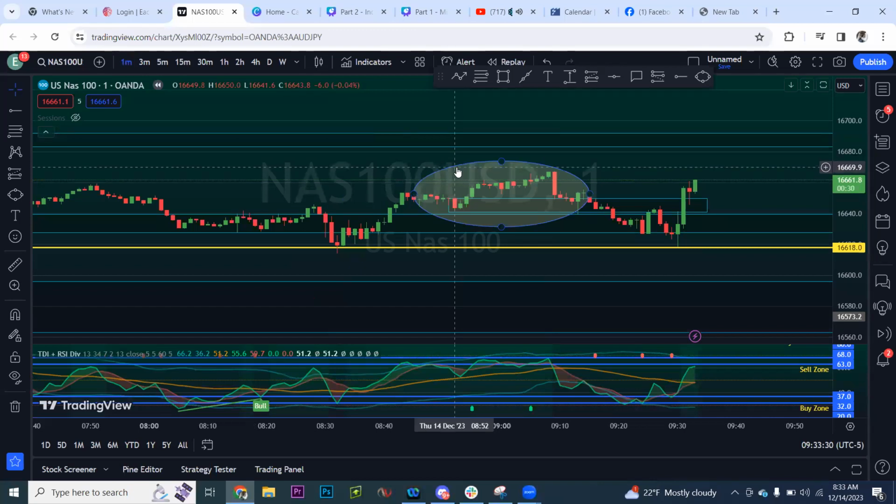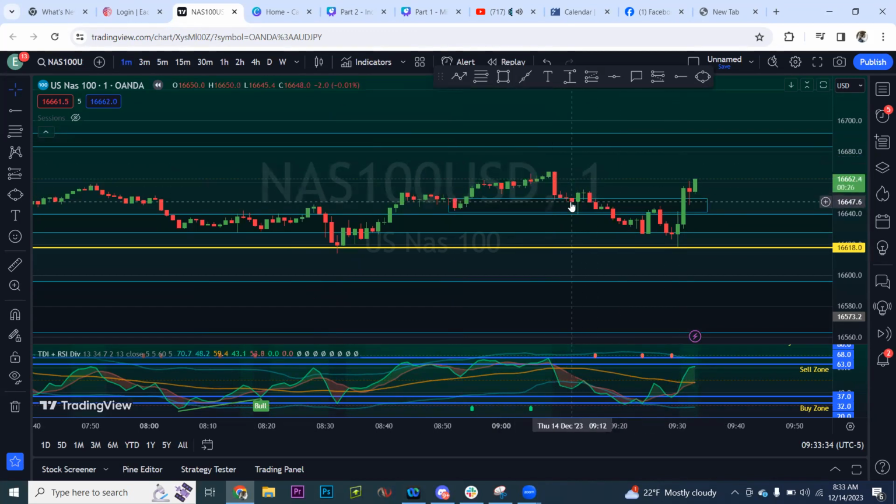Let me take this off. So here, 3 or more candles in a row. So based off this 1 minute time frame, I can draw me a resistance line here or a zone here.